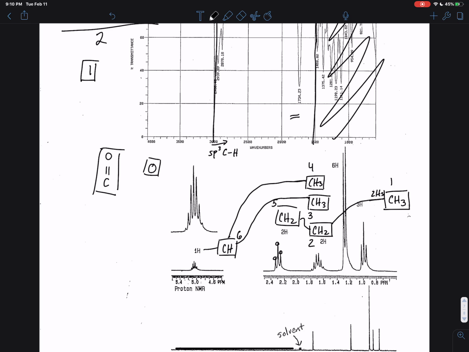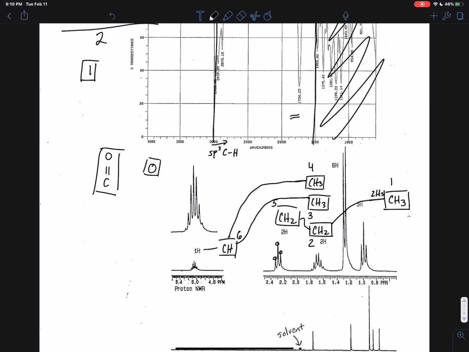So then let's check out our CH. How come that CH is all the way at the 5.0 region? It's downfield. And the reason for that is because it's directly attached to a very electronegative atom, which the only one we got here is the oxygen. So that means that CH has to be directly attached to the oxygen. Okay, so let's put that.